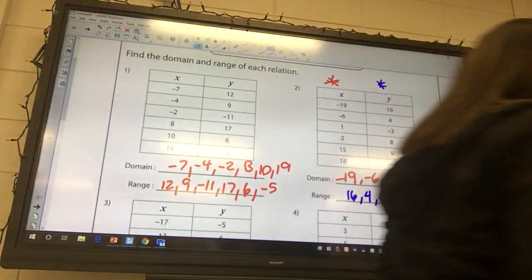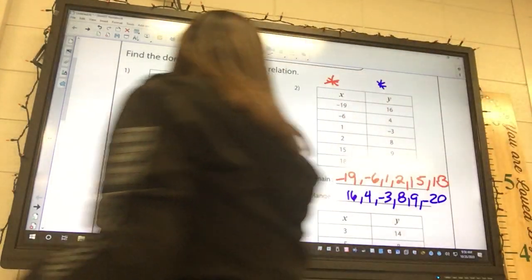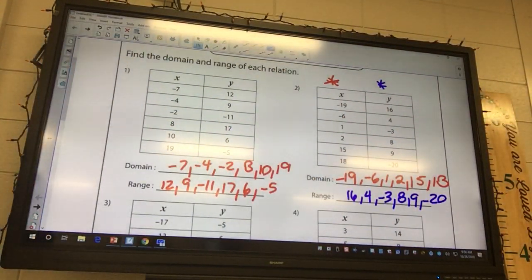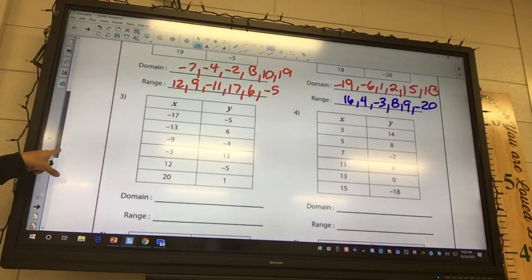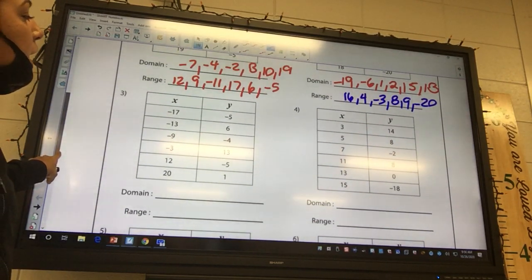Some of these have a bunch. Does that make sense? There you go. You can just keep doing that. We just list all of them. That's all we're doing on this sheet. Okay, let's look at 4. Oh my gosh.